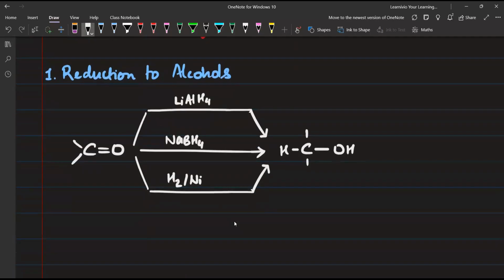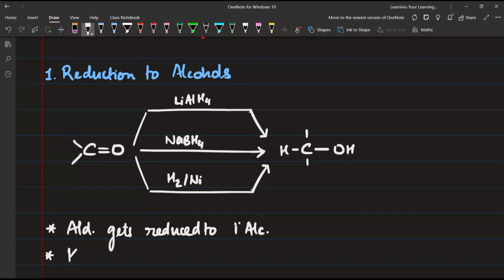So between the carbonyl compounds, aldehydes and ketones, we know that aldehydes get reduced to 1 degree alcohol, and when we have ketones, they get reduced to 2 degree alcohol. We will not study this in detail because we have already seen the detail in alcohols, phenols and ethers.